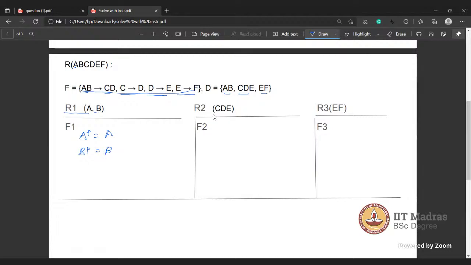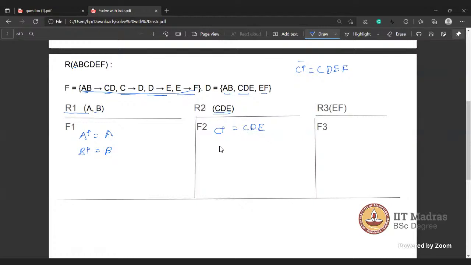Then in the R2 table, there are 3 attributes C, D, E. First we have to find C closure. So what will be the C closure? C closure will be C, D, E, F, but you have to take only those attributes present in the R2 relation. So C, D, and E are present. So C closure will be C, D, and E.